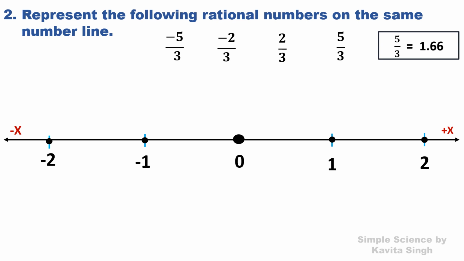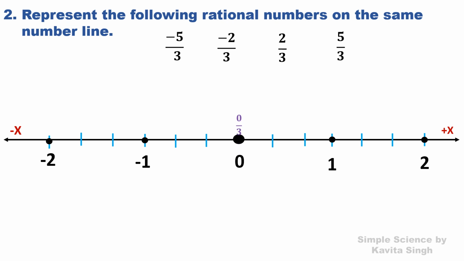Now what do we have to do? We have to divide each number in 3 parts. Let us divide 1 in 3 parts. 1 is divided in 3 parts. 2 is also divided in 3 parts. Let us divide minus 1 in 3 parts. So we have divided minus 1 also in 3 parts. Similarly, we will divide minus 2 also in 3 parts. So we have done our division, each value in 3 parts.